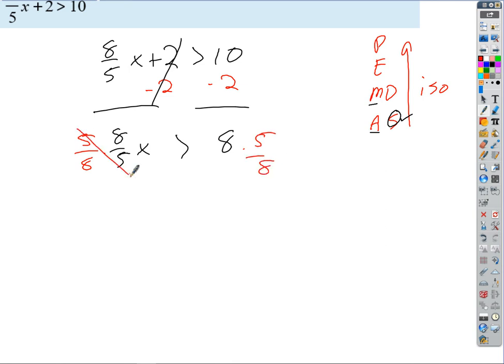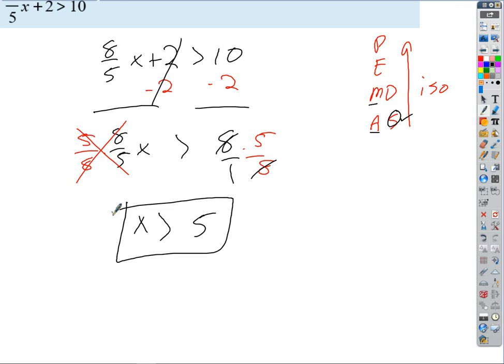Right? So the 5's cancel, the 8 cancels, that's good. And we just get x on this side. What about over here? Yeah, look, the 8's cancel and I just get 5/1. Okay. No different though than the last couple assignments, right? Same as before. I mean, going back to solving multi-step equations, right? Same stuff.